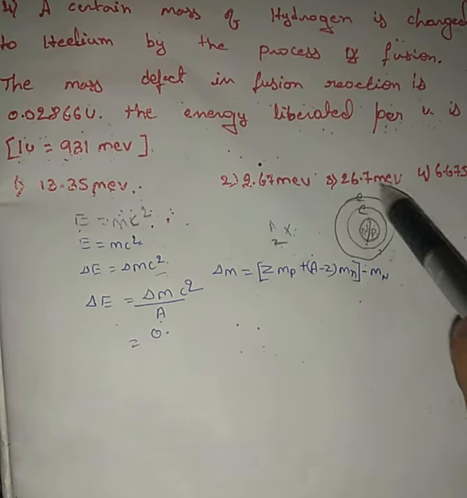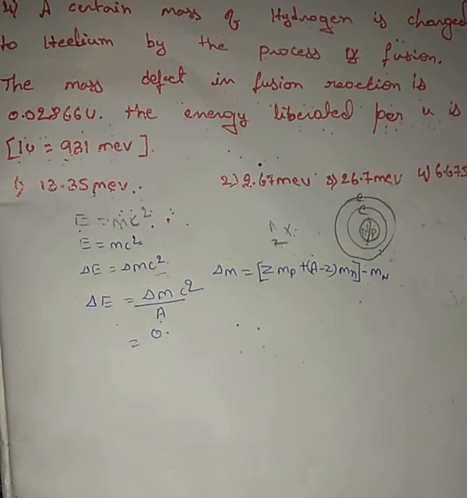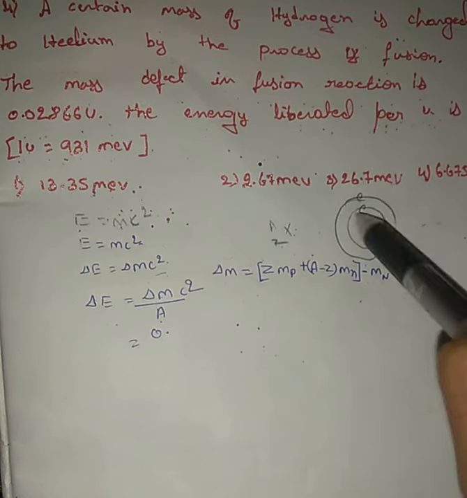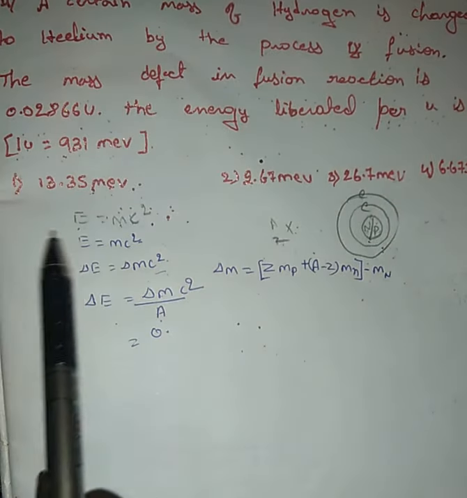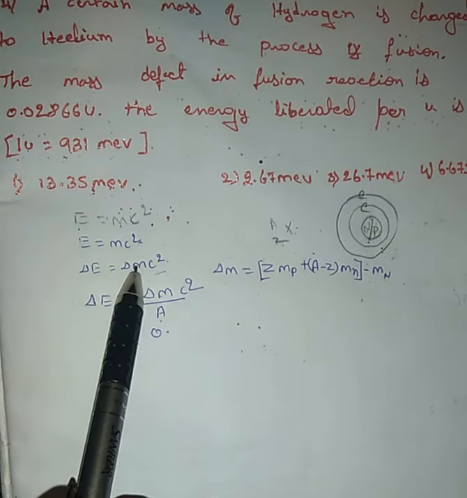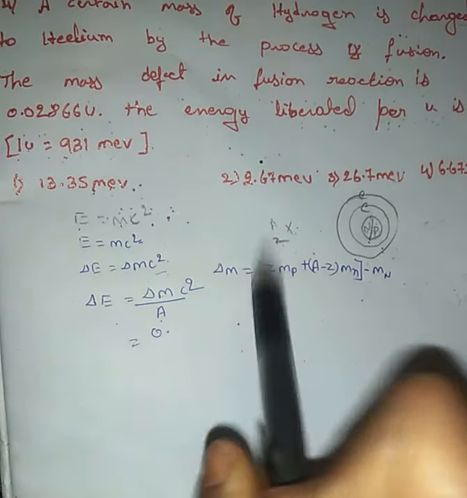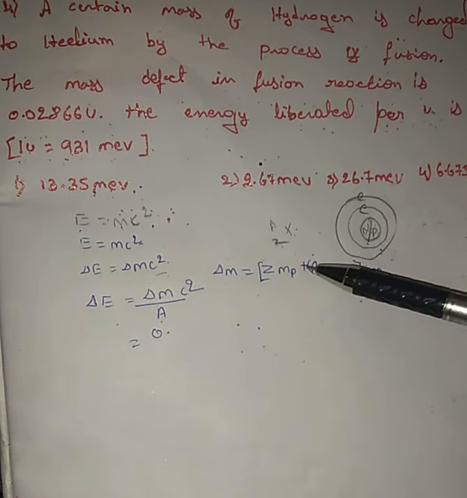Here we are considering one atom. It consists of a nucleus, and the electrons are revolving. In the nucleus, the number of protons and the number of neutrons are present; combined, they are called nucleons. Using Einstein's mass-energy relation, E equals mc squared, so delta E equals delta m c squared. Delta m is the mass defect, and delta m equals Z m_p plus (A minus Z) m_n minus M_N.